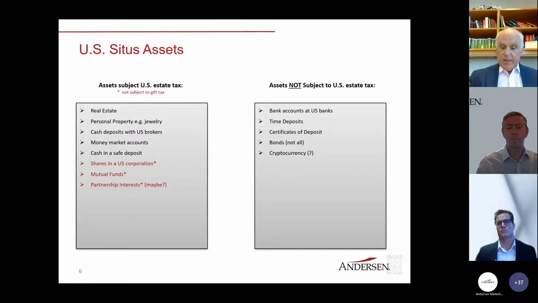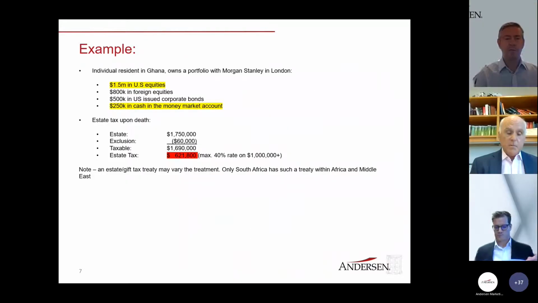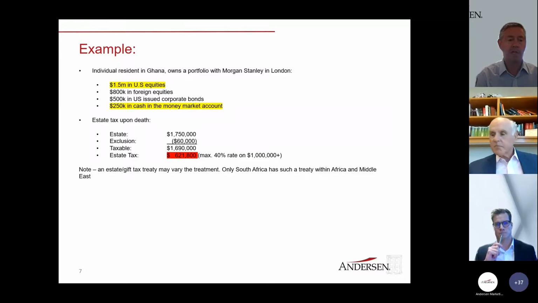Next slide. David is going to cover an example. Yeah, so sometimes the best way to give an example is to show a real dollar impact of how it hurts people. So this is a relatively simple example, but an individual resident in Ghana, by example, actually owns a portfolio with Morgan Stanley. And the point here being that the portfolio doesn't necessarily have to be custodied in New York or other places in the US. It could be in London. So we're using London as an example here.